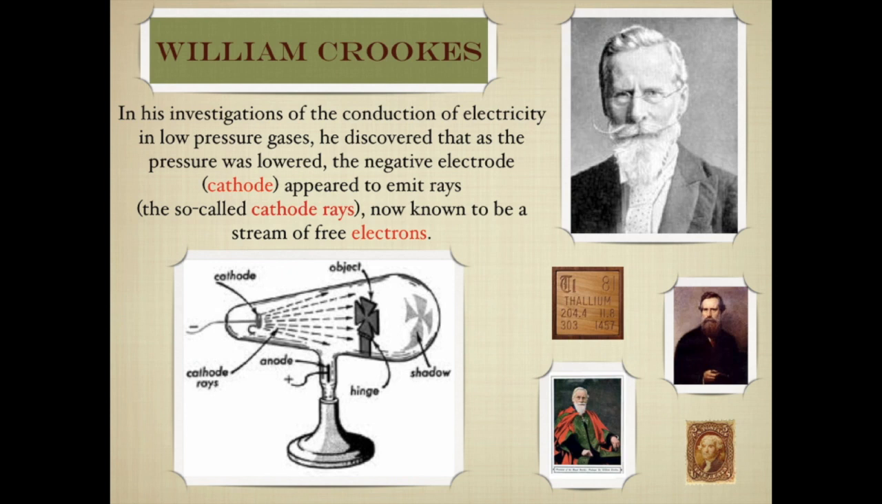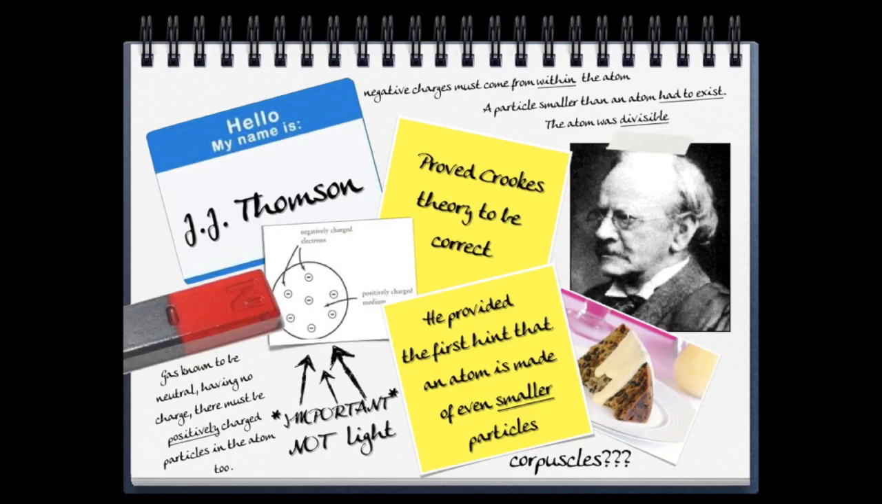Well, by emitting those rays, those cathode rays, a lot of people would look at this experiment and say, oh, it's just a flashlight, it's just light. But what it actually was, was a beam of electrons. It wasn't a flashlight. And the reason for this is what we found out with the next man, J.J.